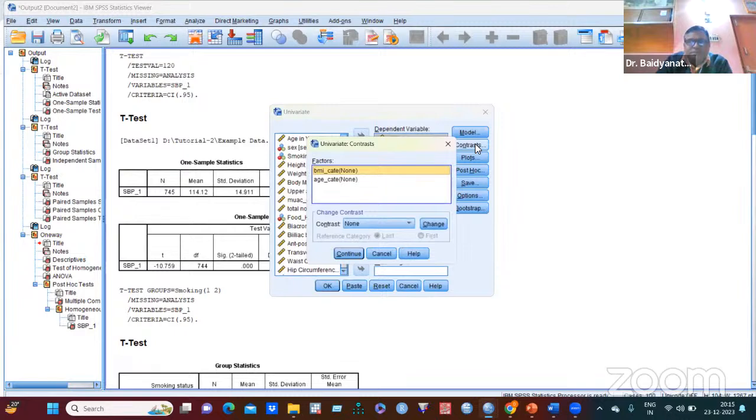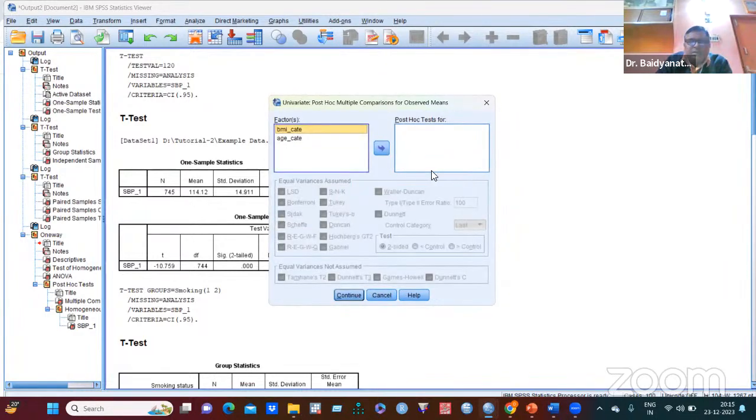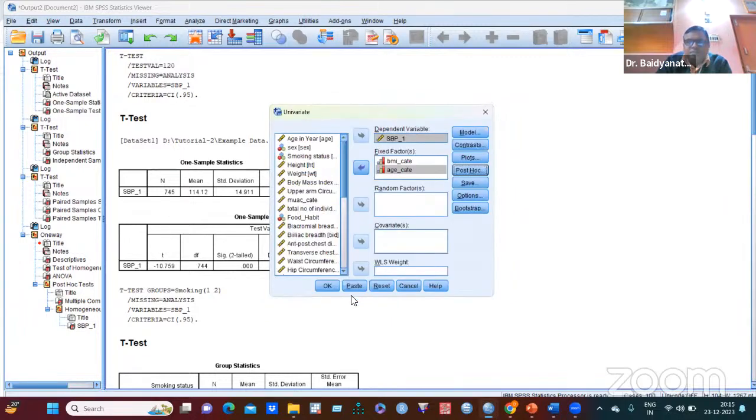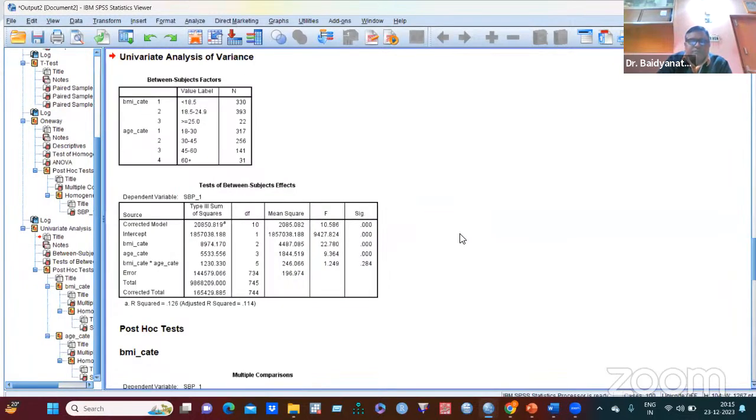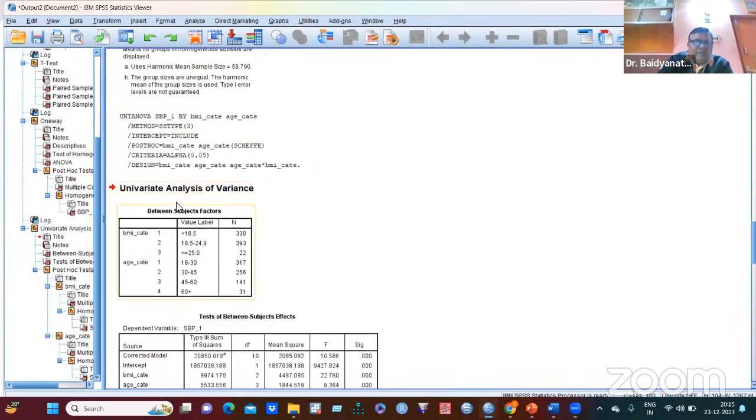Contrast, not required. Plots not required. Post hoc, if you wish, this and this. Save is not required. Then okay. So check here. Here is the two-way ANOVA output.